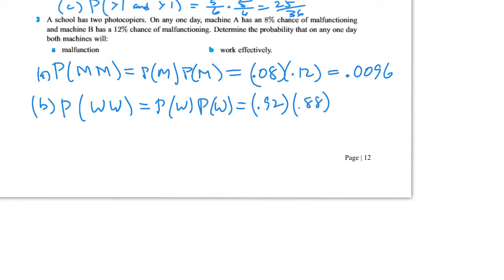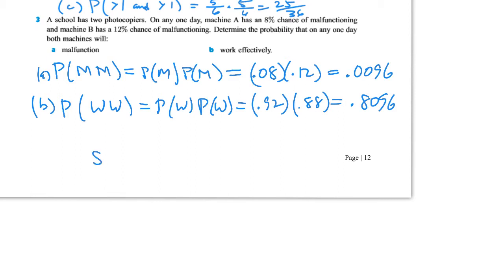88% chance that machine B works. That multiplies out to 0.8096. Also I want you to notice that these two probabilities don't sum to 1. These are not complements of each other. So both working and both malfunctioning are just 2 outcomes in the sample space.